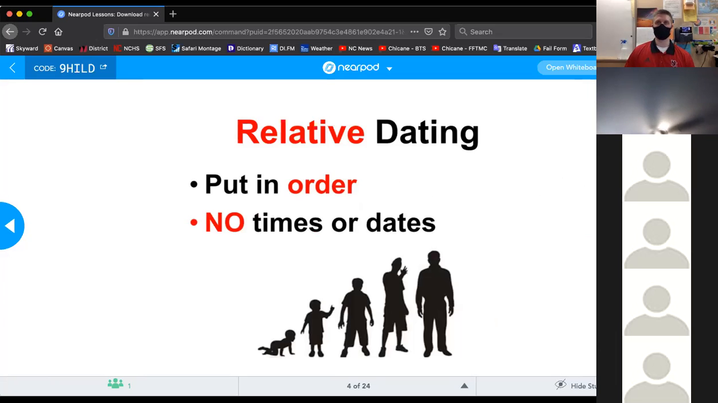Relative dating has nothing to do with going out with your cousins or anything like that, which probably is the best idea.